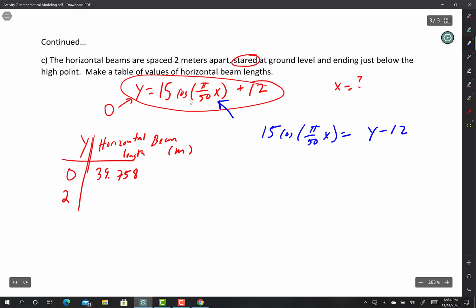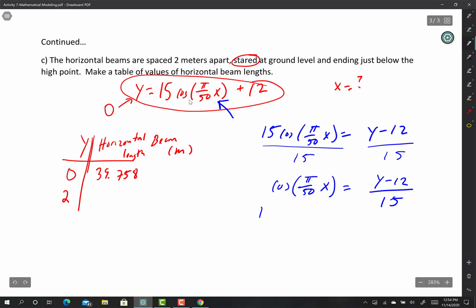And then next, I'm going to divide by 15, because we're trying to solve for x here. Divide by 15, divide by 15. So we're going to have cosine pi over 50x equals y minus 12 over 15. And then I'm going to do the inverse of cosine. So I'm going to have pi over 50x equals, and instead of writing plus minus, the reason why I don't write plus minus, guys, is because I only want the positive values of the horizontal beam. So that's why I don't write plus minus.